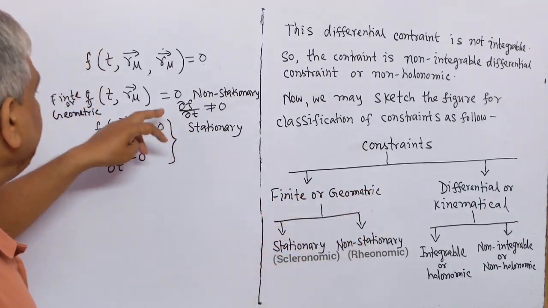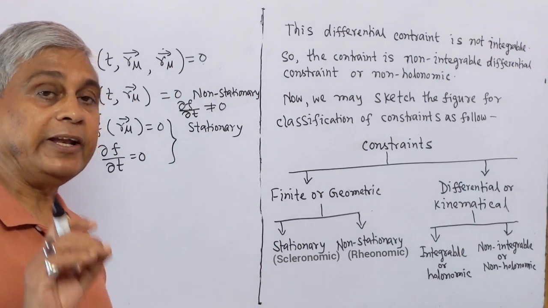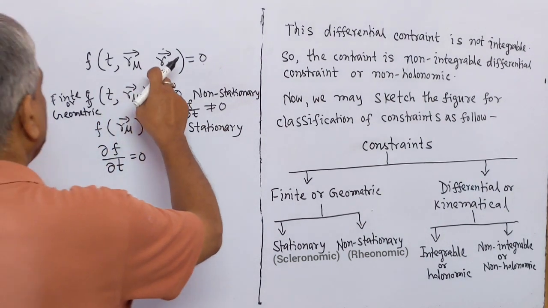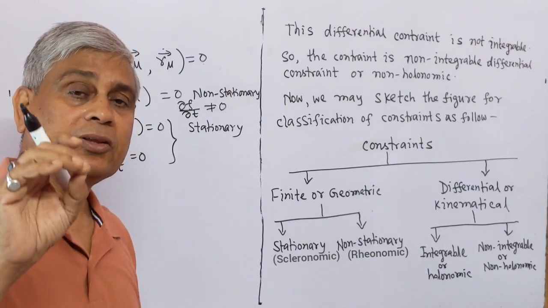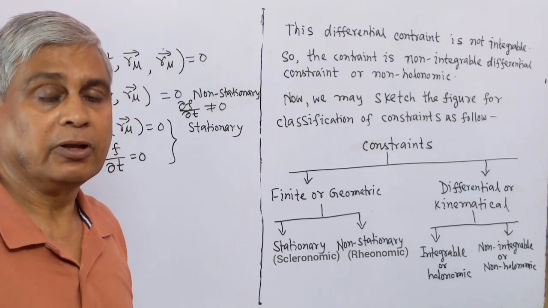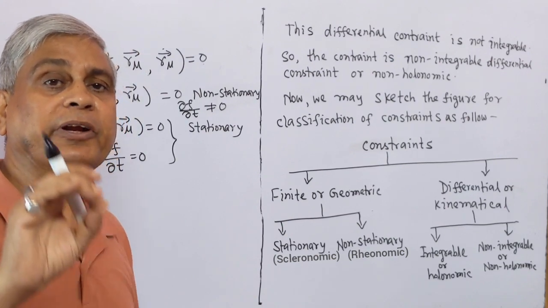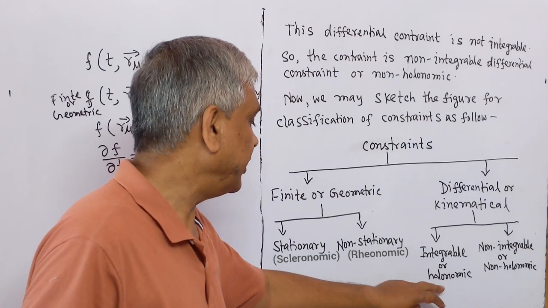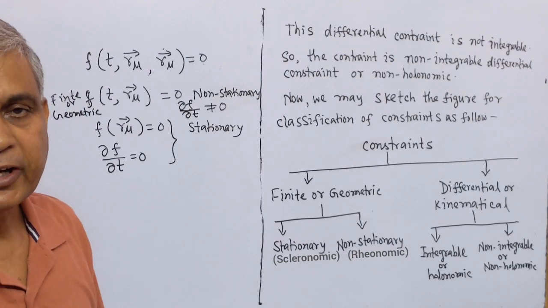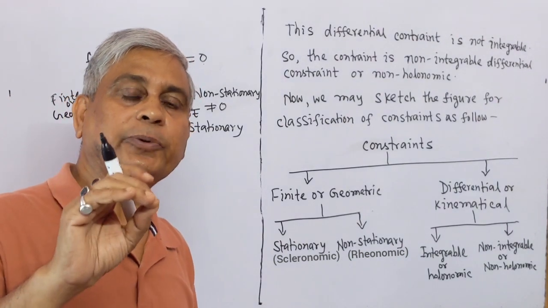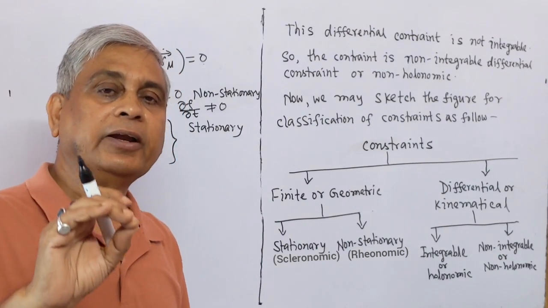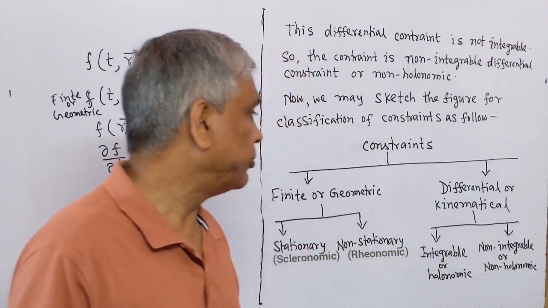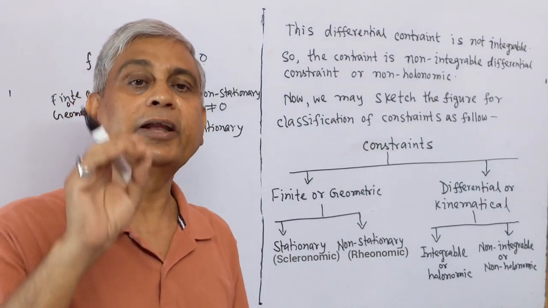Now, we come to differential or kinematical constraint. In differential or kinematical constraint, the velocity vector r mu dot is involved. Here it may be possible that this equation may be integrable or may not be integrable. Integrable means it may be made free from differential coefficients. Then this is an integrable differential or kinematical constraint, and another name is holonomic. And if it is not integrable, that means the differential coefficient may not be removed, then it will be a non-integrable differential or kinematical constraint, which is known as non-holonomic.